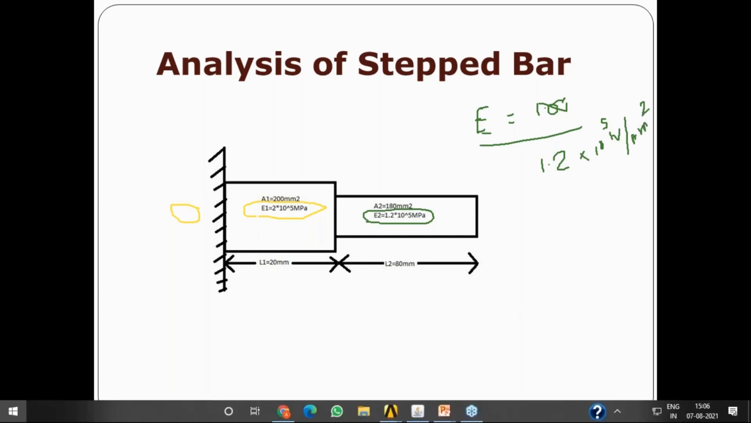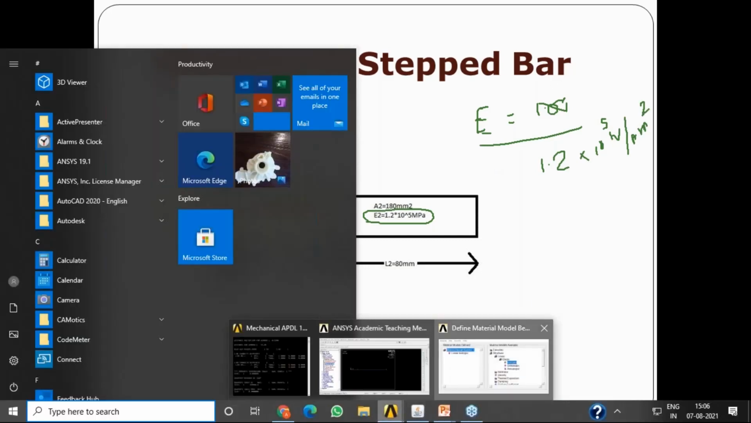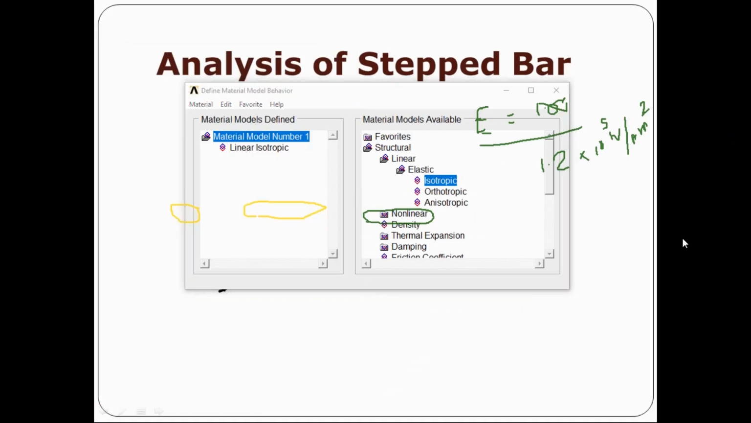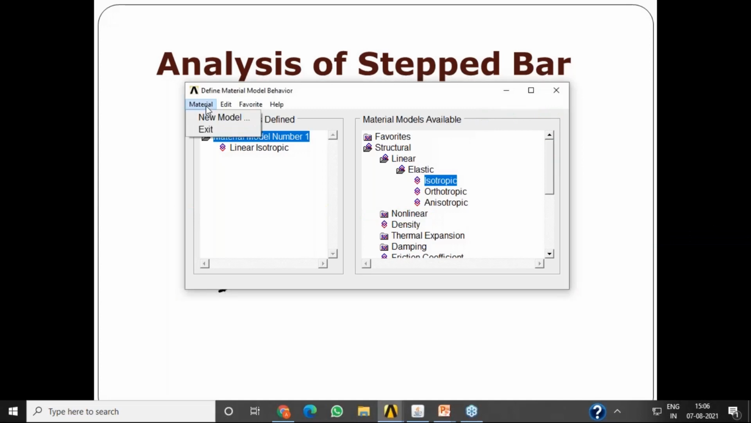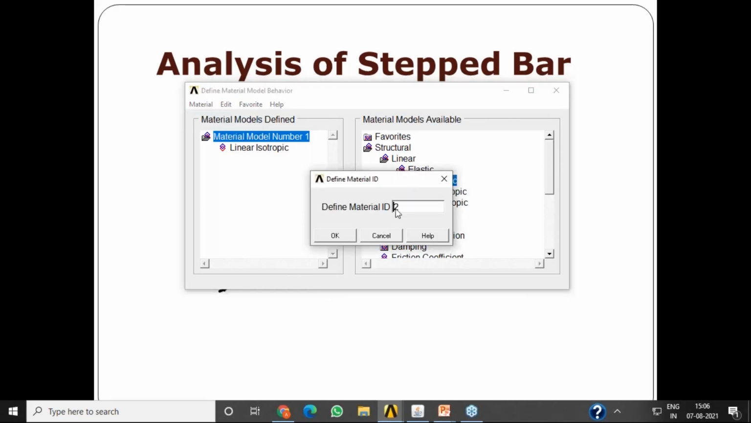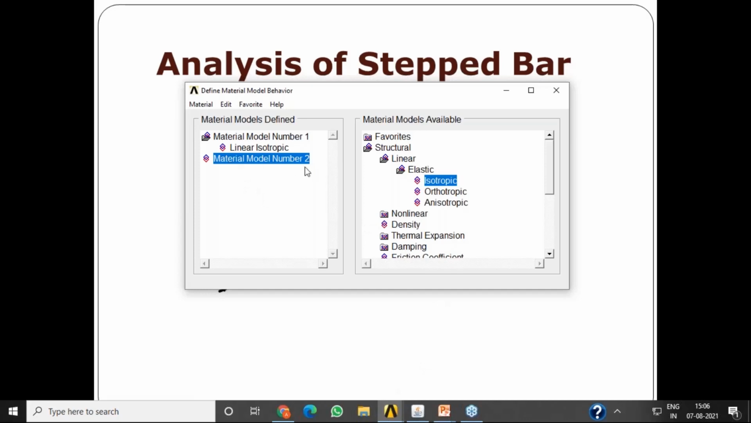So the second material model, you can create it, the first model is created. For the second model, click on the material, say new model. The material ID number 2, you can say okay. ID number 2 is created. Then again say structural, linear, elastic, isotropic.